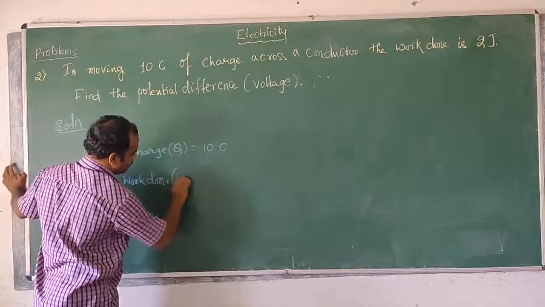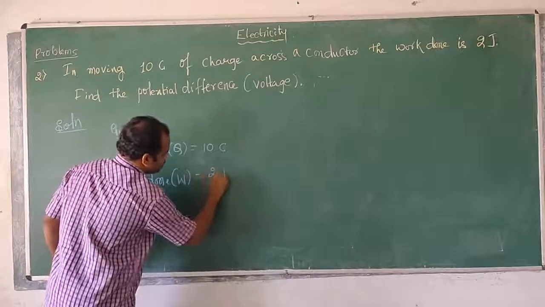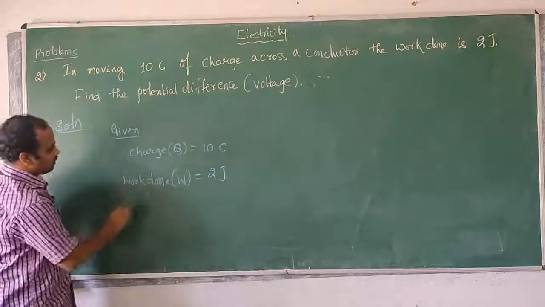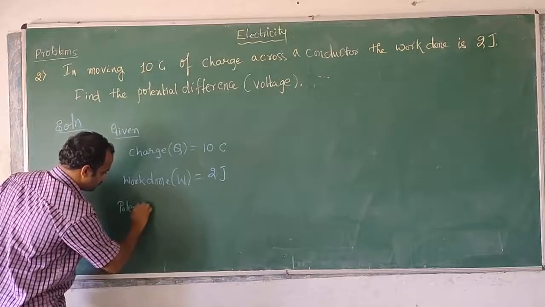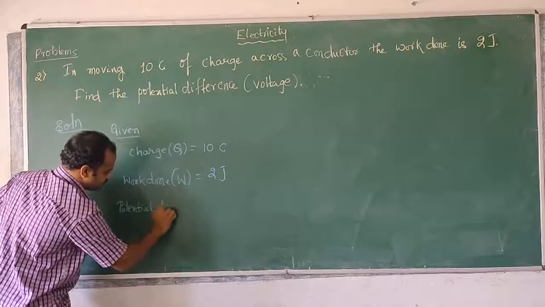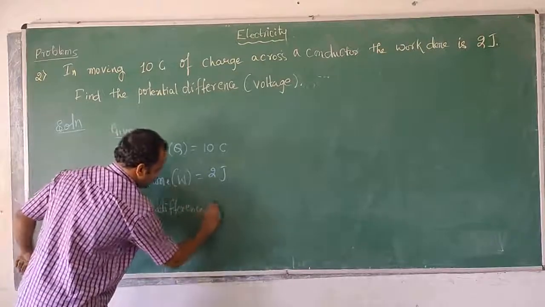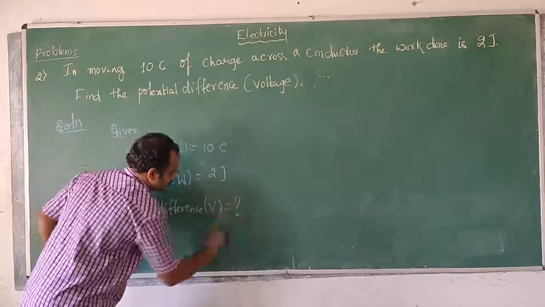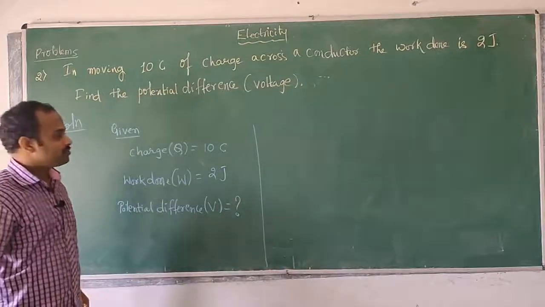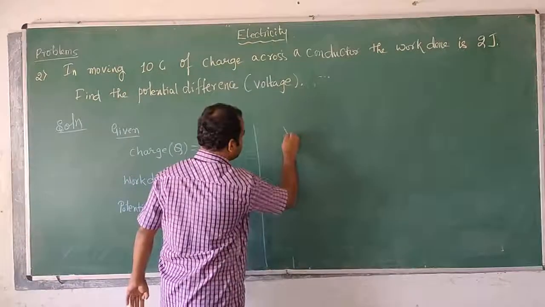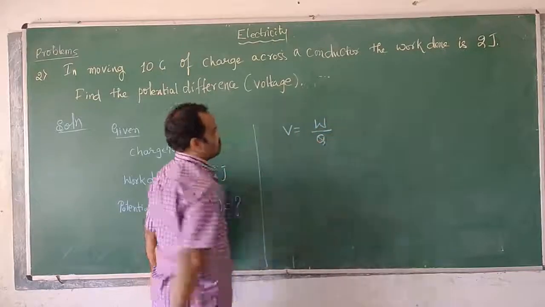Work done W is given. How much? W is 2 joules. What we have to find? We have to find potential difference, which is called voltage. V equal to question mark. We have the formula. What is that? Potential difference V is equal to work done divided by charge.